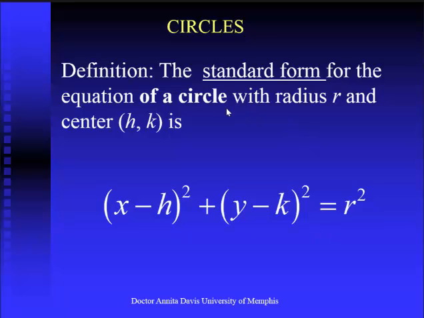Now we're going to talk about circles. The standard form for the equation of a circle with radius r and center (h, k) is x minus h quantity squared plus y minus k quantity squared equals r squared. The x-coordinate for the center of a circle is h. The y-coordinate for the center of a circle is k.